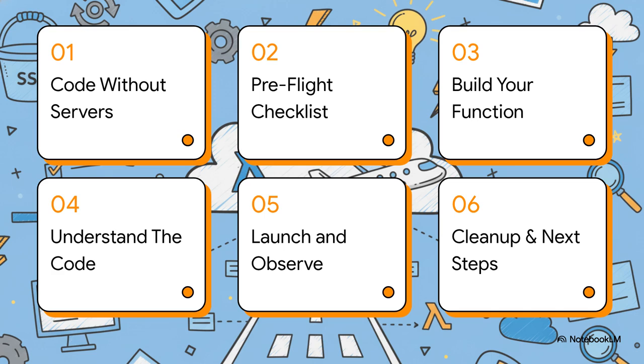So here's our flight plan. First, we'll cover the big idea, code without servers. Then we'll run through our pre-flight security checklist. After that, the fun part, building the function and understanding its controls. Then we'll launch it, see it work, and finally, we'll talk about cleanup and where you can go from here.